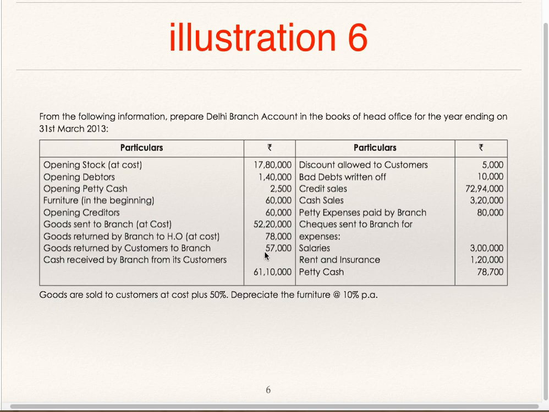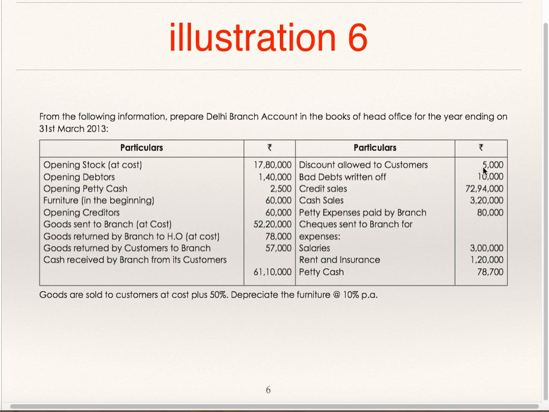Goods returned by customers to the branch will not be recorded in the branch account, but are to be credited to the memorandum branch debtors account. Cash received by the branch from its customers is to be credited to the memorandum branch debtors account as well as the branch account credit side by bank. Below that, collection from customers and cash sales. Collection from customers is 61 lakhs 10,000.